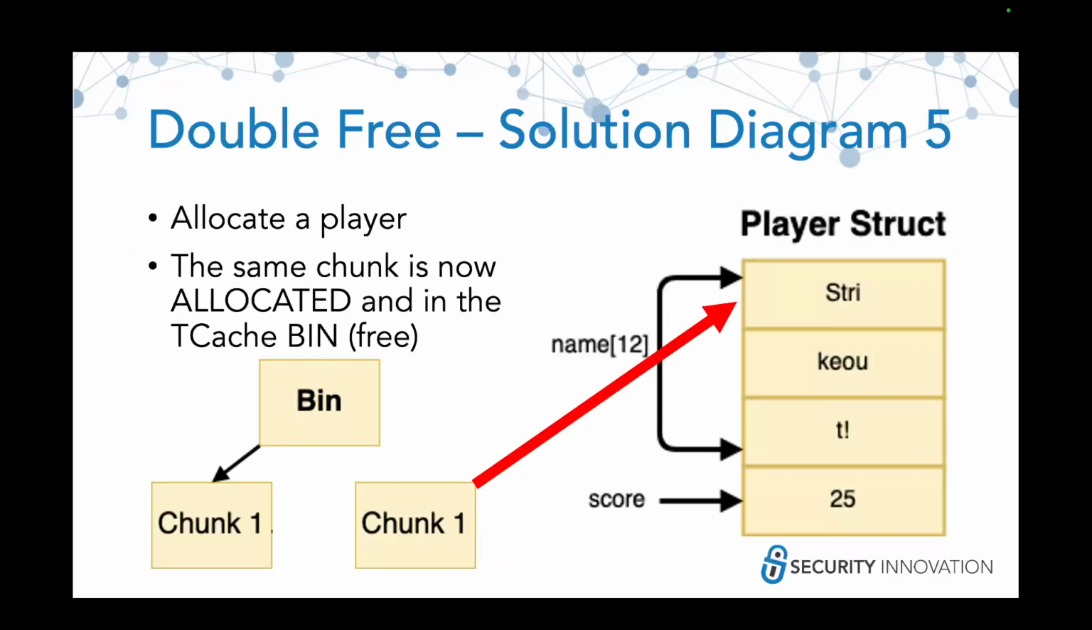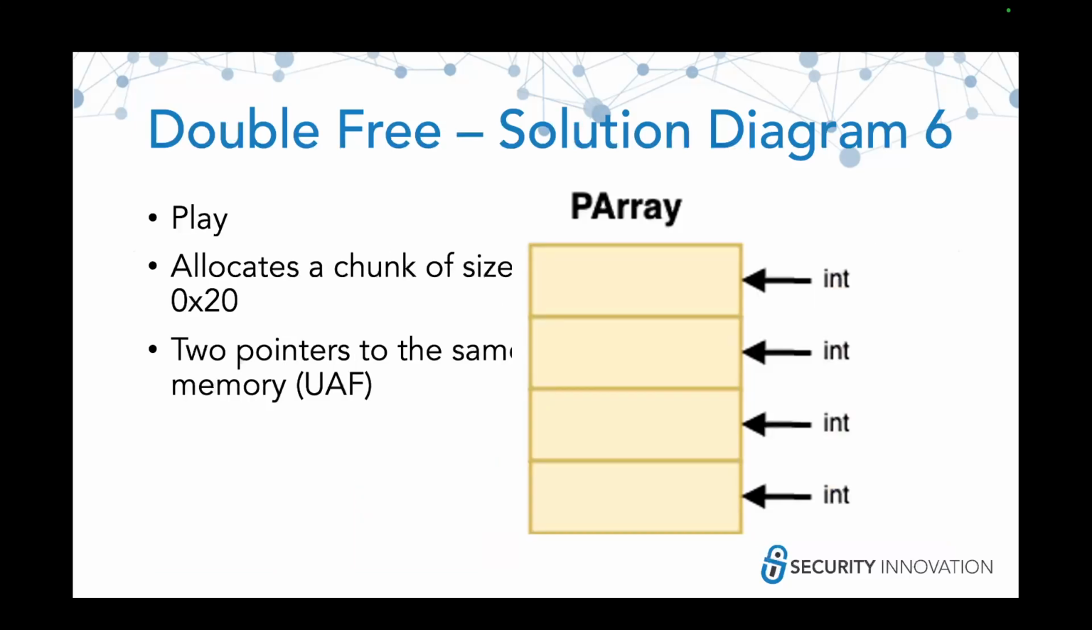So on the first allocation, we're going to allocate to the player structure. And this still leaves a single version of this within the T cache itself. Now, if I allocate one more to the P array, it's going to have the same effect as before, where it's going to allocate a chunk of size hex20. There's going to be two pointers pointing to the same memory.